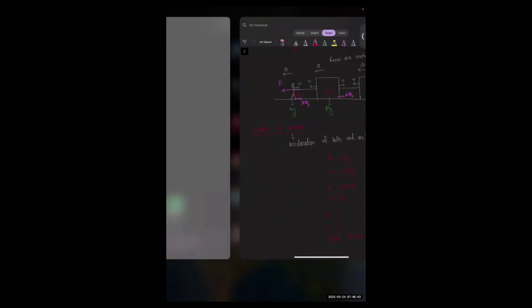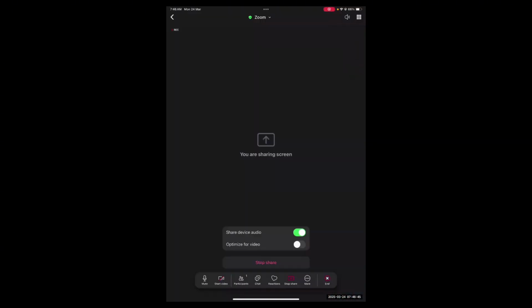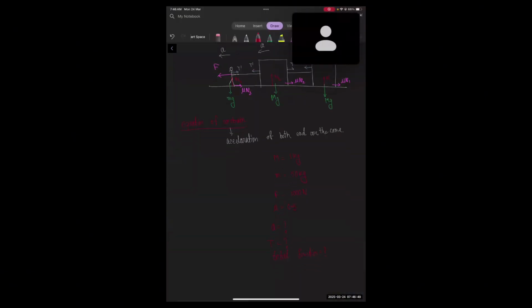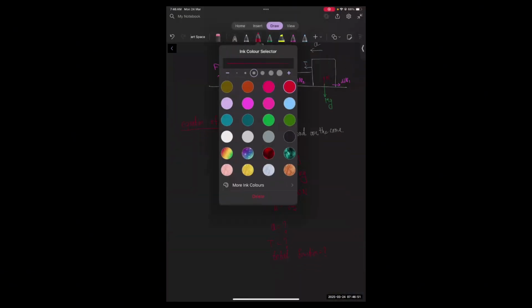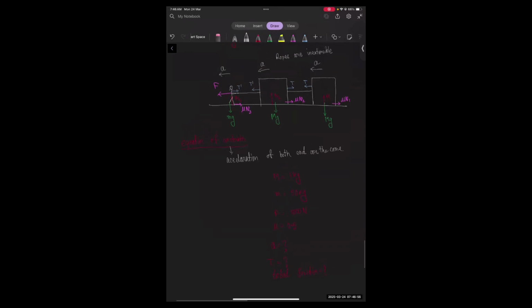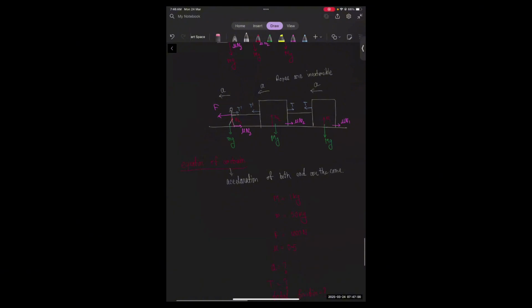All right, so okay, let's start solving this problem. There are multiple approaches of doing it, and all of that revolves around what you choose to be your system. For the first problem, to find acceleration, the simplest system you can choose is including everything.